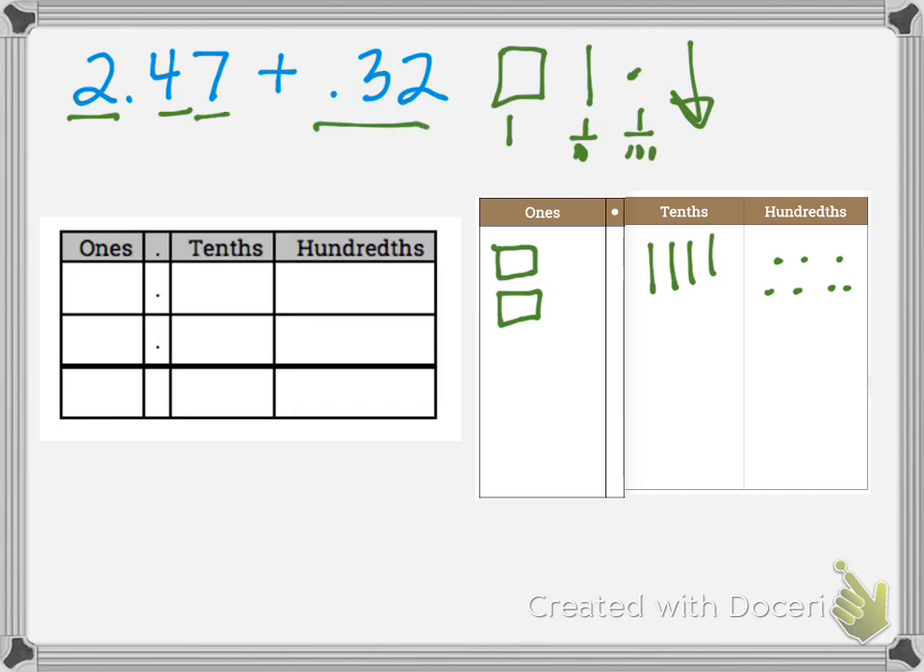So we don't have any ones in this one, so we don't put any ones. We have 3 tenths. 1, 2, 3, and we have 2 hundredths. Okay. So we're now going to bundle these up if we can. So let's see. 1, 2, 3, 4, 5, 6, 7, 8, 9, 10.